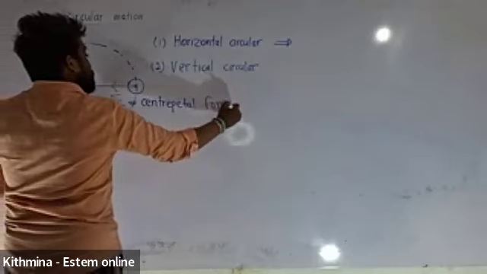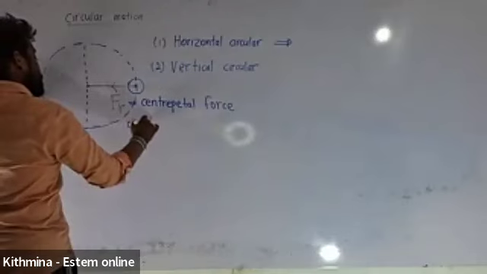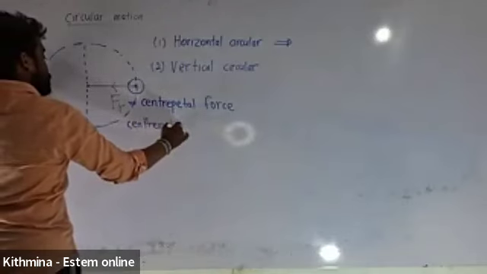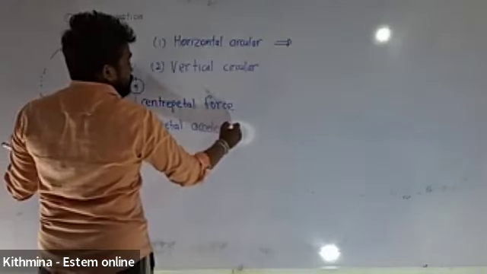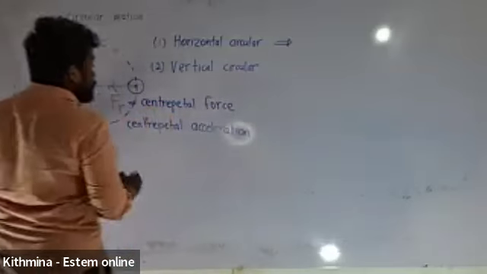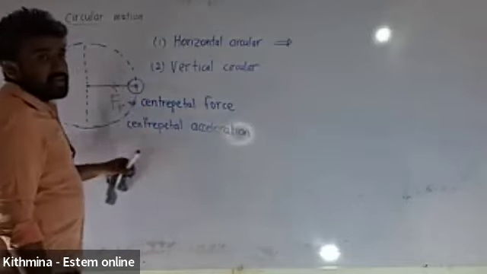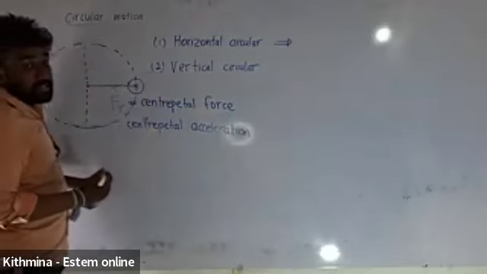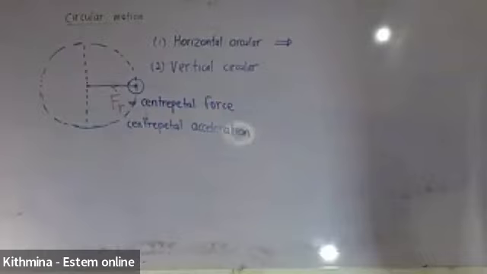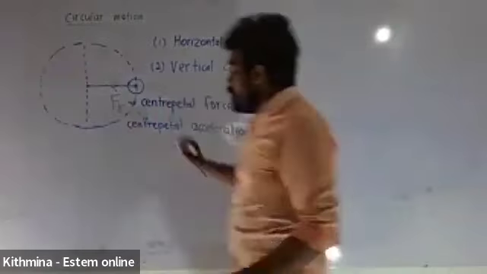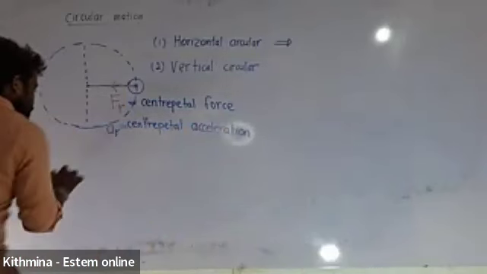To have a centripetal force, there should be a centripetal acceleration in the direction of the radius. It should be radial. Always, this is symbolized by AR.